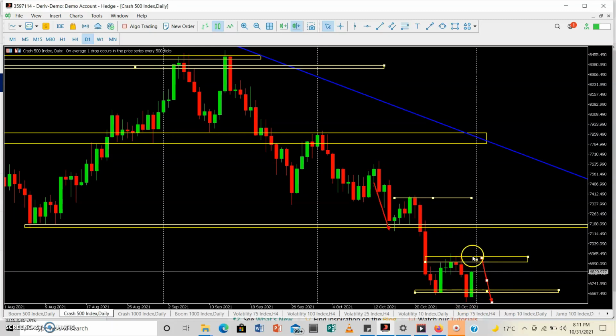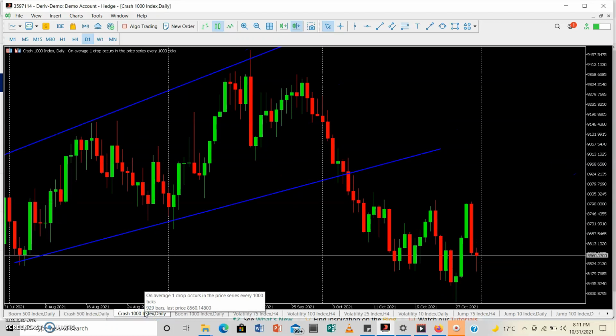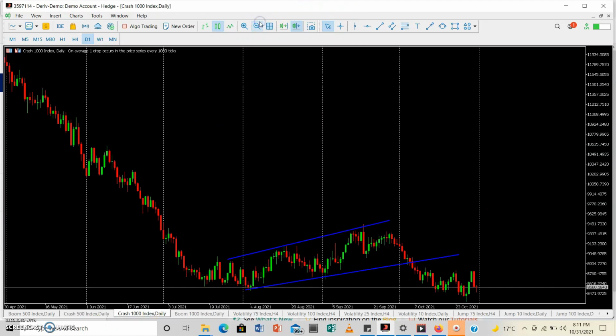So this pullback that we're experiencing, if it fails to break the previous high, then we're going to enter into our sell trade and continue in the downtrend, selling crash 500, right? I hope that was a little bit clear. Let's move on to crash 1000. Let's see. So the previous week we had this analysis, we had this wedge that was controlling our price, or in which price was following.